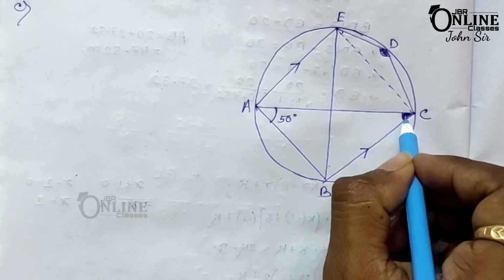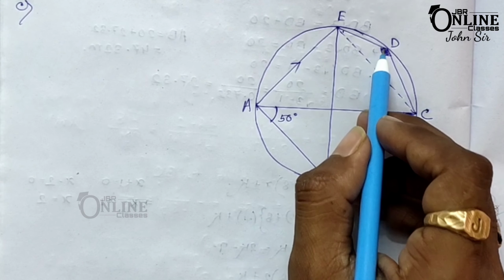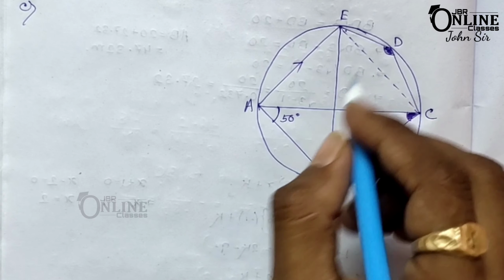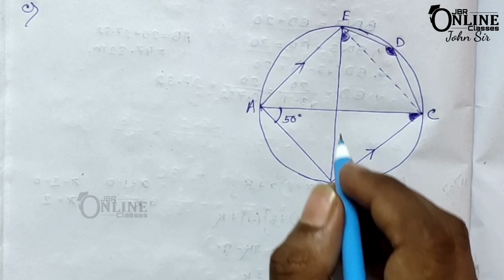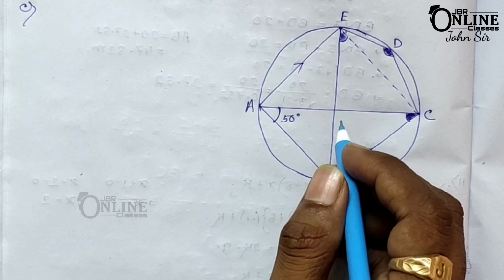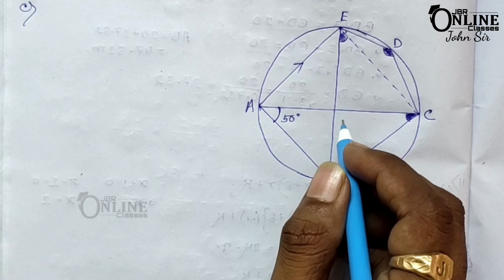Okay, you have to find out this angle. Next one, EDC, second one, and third one, BEC. Okay, third one, BEC, and hence prove that BE is also a diameter of the circle.